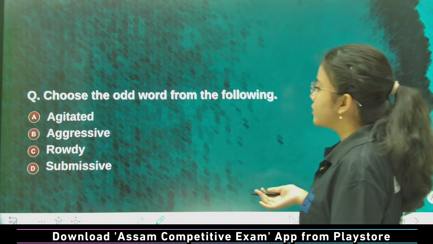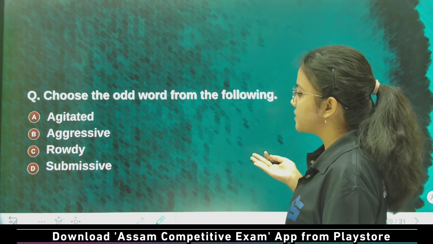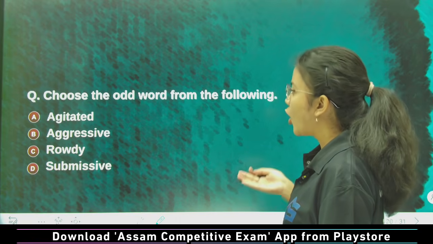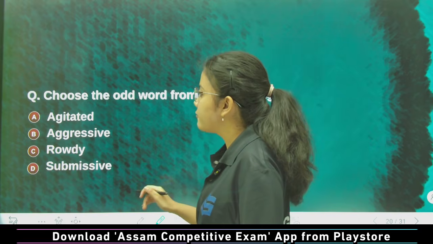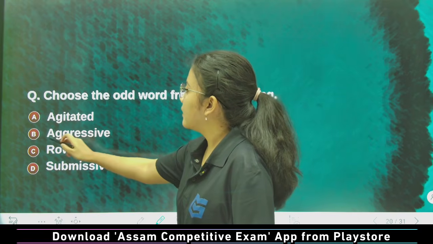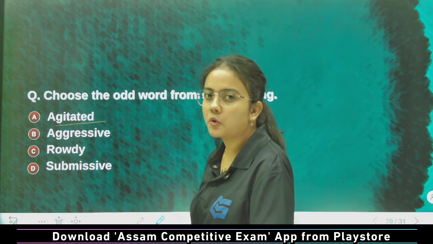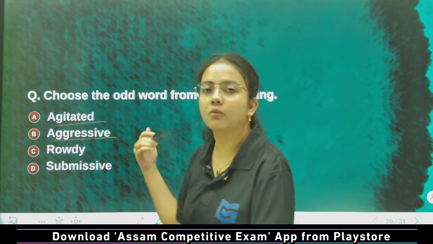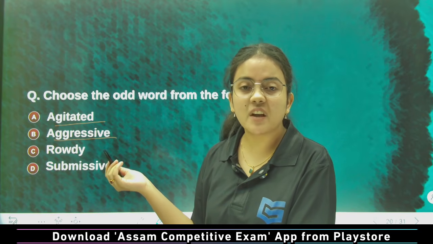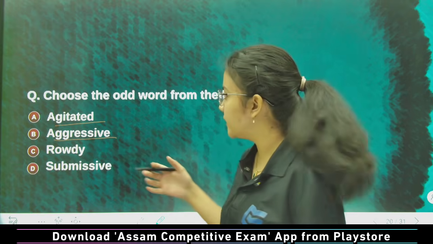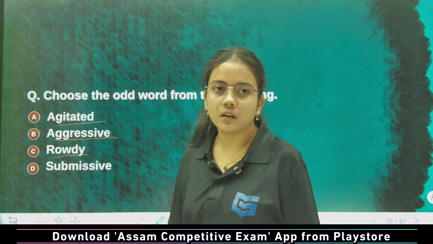Next, choose the odd word from the following. A, agitated, B, aggressive, C, rowdy, D, submissive. Agitated means annoyed, very irritated. Aggressive means someone who is very impulsive, an angry person. Rowdy means someone who is very rude, speaks rudely, an angry type of person.